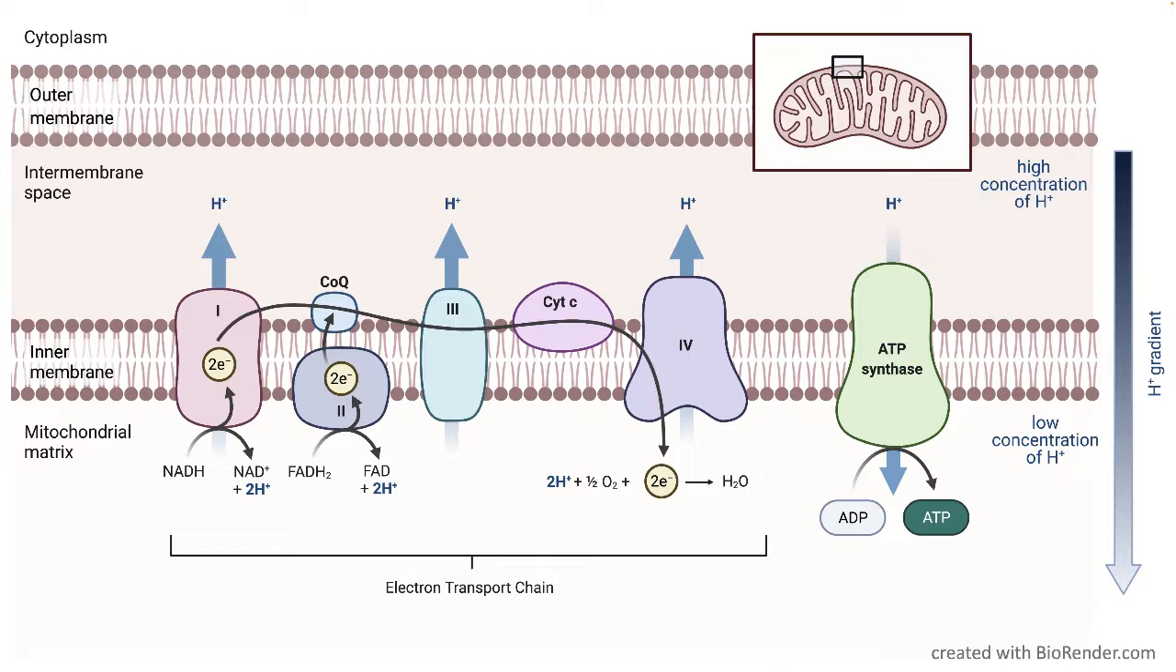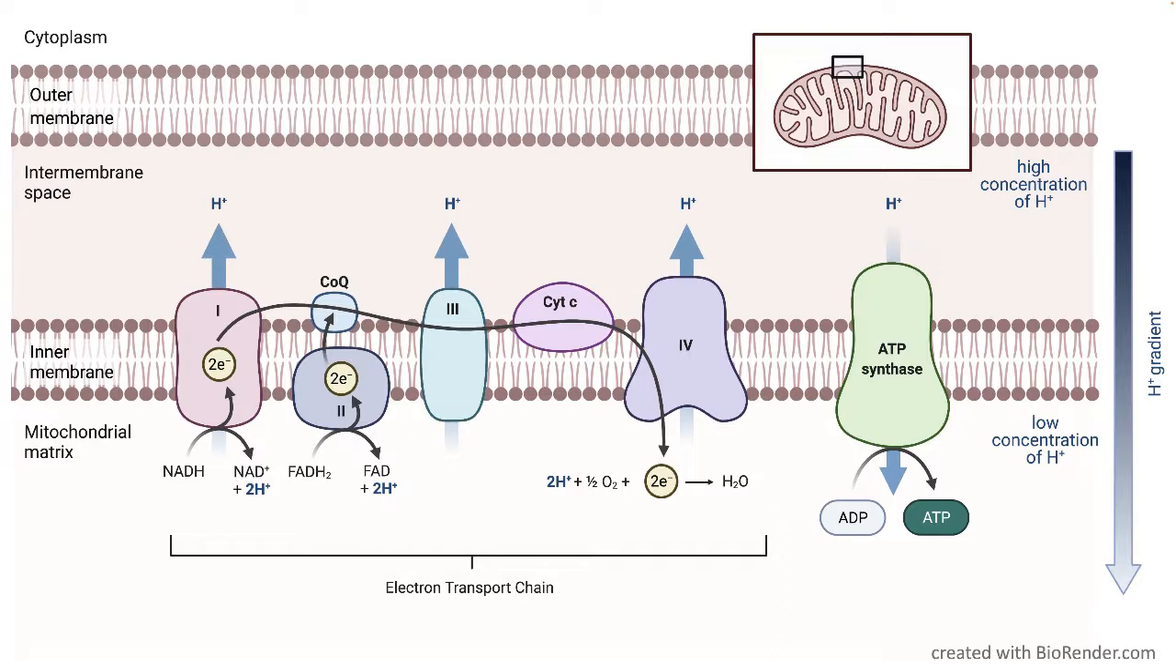Some of that energy is used to pump hydrogen ions from the mitochondrial matrix, which has a low concentration of hydrogen ions, to the intermembrane space, which has a high concentration of hydrogen ions. Because we are transporting something from an area of low concentration to an area of high concentration, against its gradient, this is active transport. The electrons are finally passed from complex 4 to oxygen. Oxygen is the final electron acceptor of the electron transport chain in the mitochondrion.